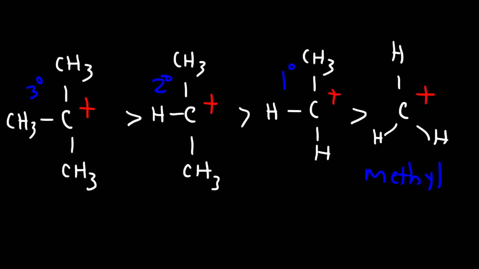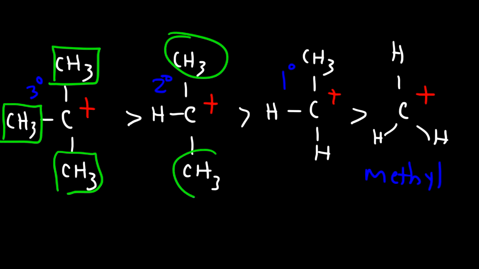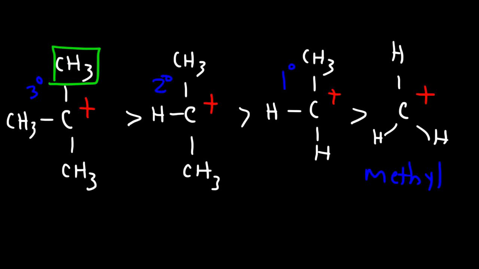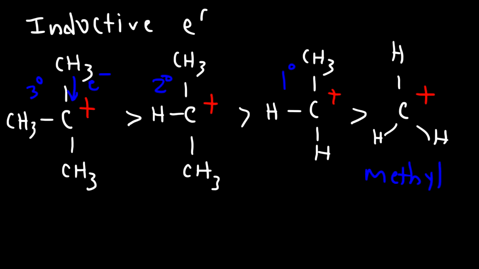Now, the reason why tertiary carbocations are more stable than secondary ones is because you have 3 electron donating groups as opposed to just having 2. The methyl group is a very weak electron donating group, and so it can donate electron density to the carbocation by means of the inductive effect, that is, through the sigma bond. And so that's one way in which it could stabilize the electrophilic carbocation.